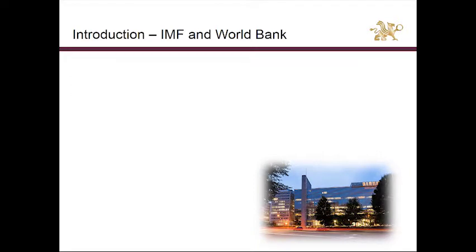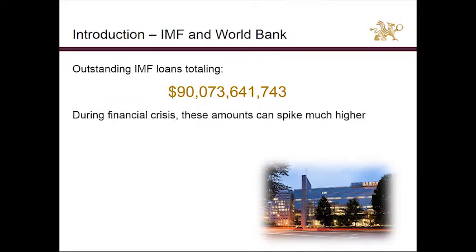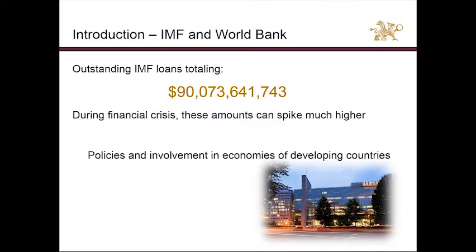As of January 2014, the IMF had loans outstanding with 84 countries, the majority in the developing world, totaling $90,073,641,743. At times of financial crisis, such as what unfolded in 2008 through 11, these loan amounts can spike much higher. There has been a vigorous debate about the role of the IMF and, to a lesser extent, the World Bank, and the appropriateness of their policies for many developing nations.